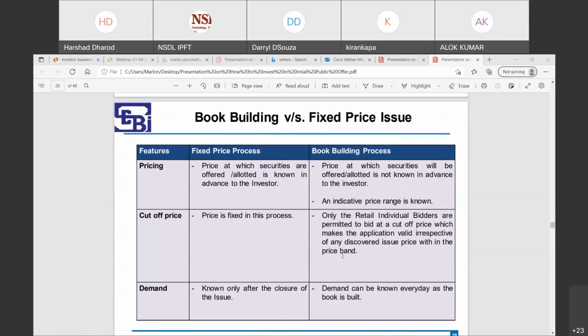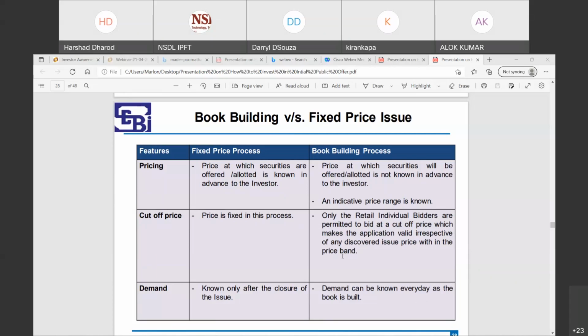So the difference between book building and fixed price is that the price of the security is not known to the investor in advance because the price is fluctuating. So you have to wait till the company says, okay, this is the final price. After the closure of the issue, the RTA will work upon the price. They will weed out all the rejection cases, and then they will finalize one price. So you will come to know that at a later stage.